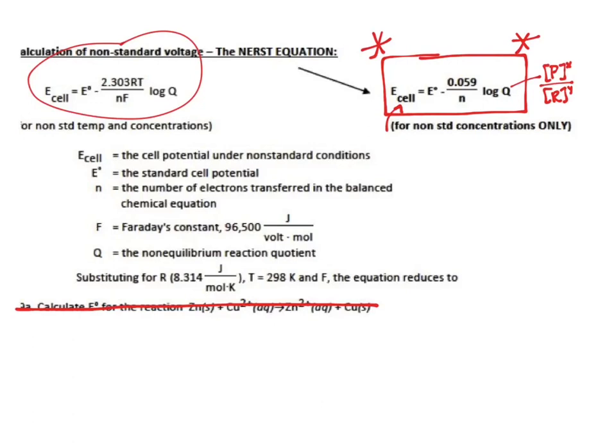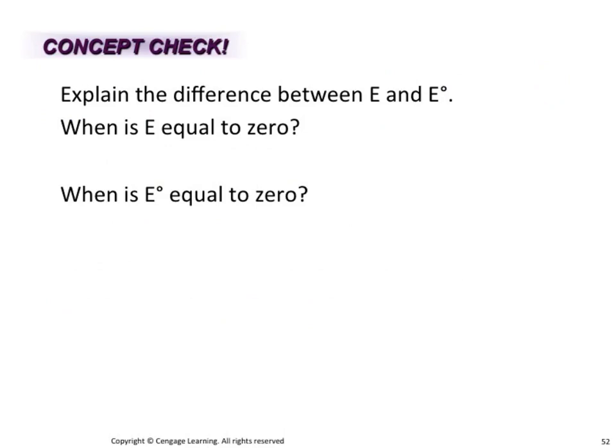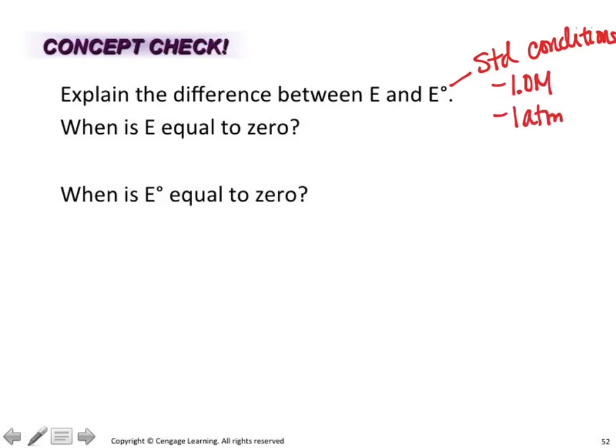Okay. So one thing I want to talk about before we do some problems is the following. It says explain the difference between E and E naught. E naught is standard conditions. So I'm putting STD conditions. And those are 1 molar or 1 atmosphere at 25 degrees Celsius. Now, does it have to be all three of those to be standard? Yes. Anything shifts out of that, then it's non-standard.